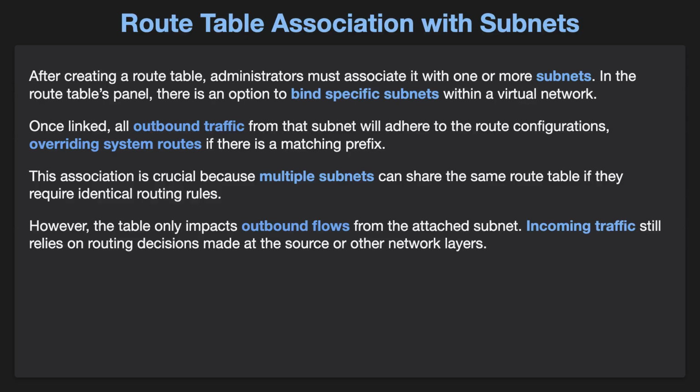After creating a route table, administrators must associate it with one or more subnets. In the Route Tables panel, there is an option to bind specific subnets within a virtual network. Once linked, all outbound traffic from that subnet will adhere to the route configurations, overriding system routes if there is a matching prefix. This association is crucial because multiple subnets can share the same route table if they require identical routing rules. However, the table only impacts outbound flows from the attached subnet. Incoming traffic still relies on routing decisions made at the source or other network layers.